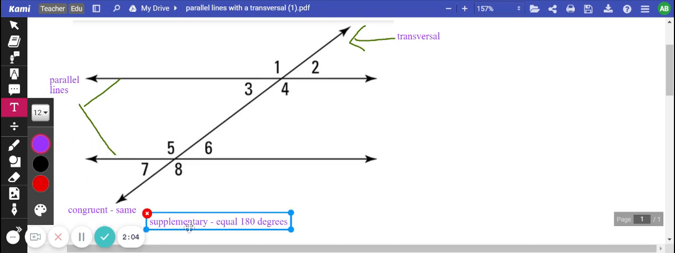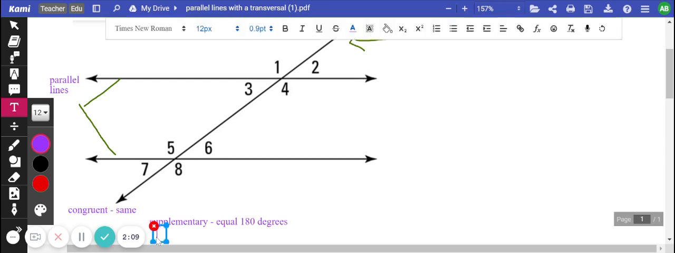All right, so we have supplementary angles. They equal 180 degrees. We also have complementary angles. They equal 90 degrees.